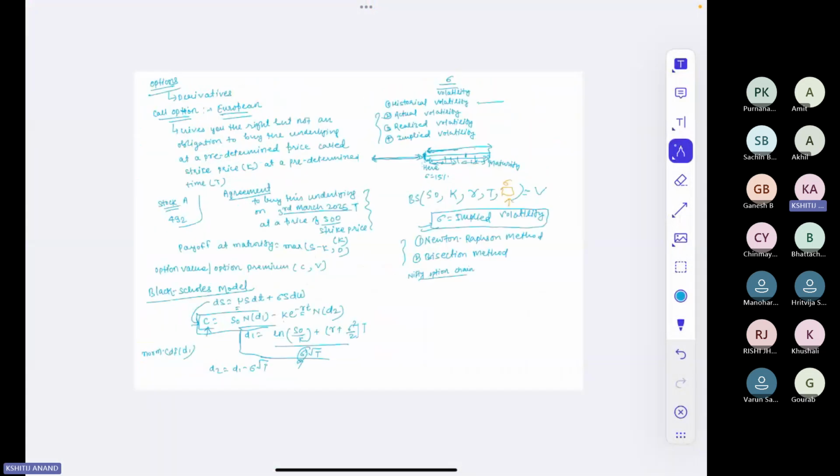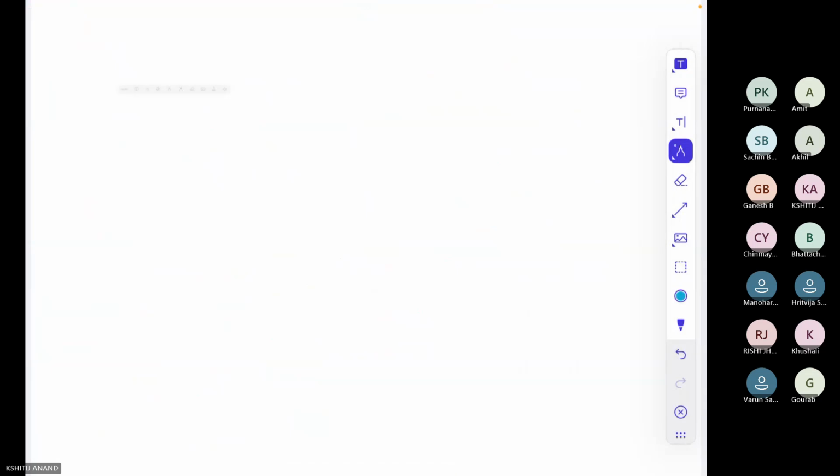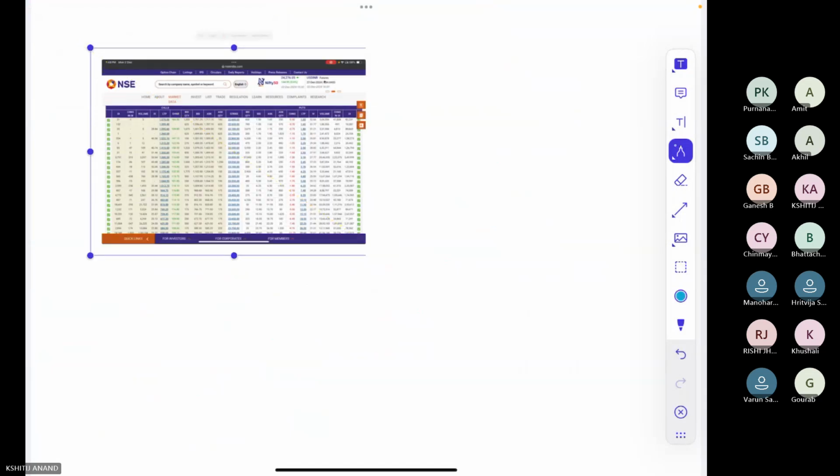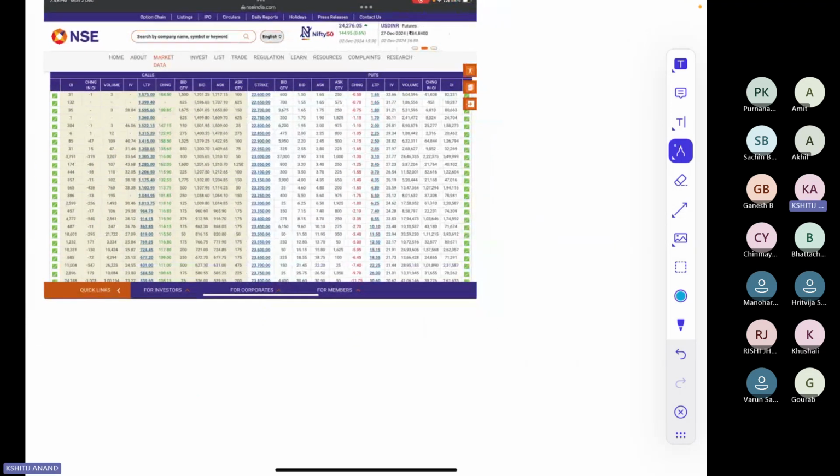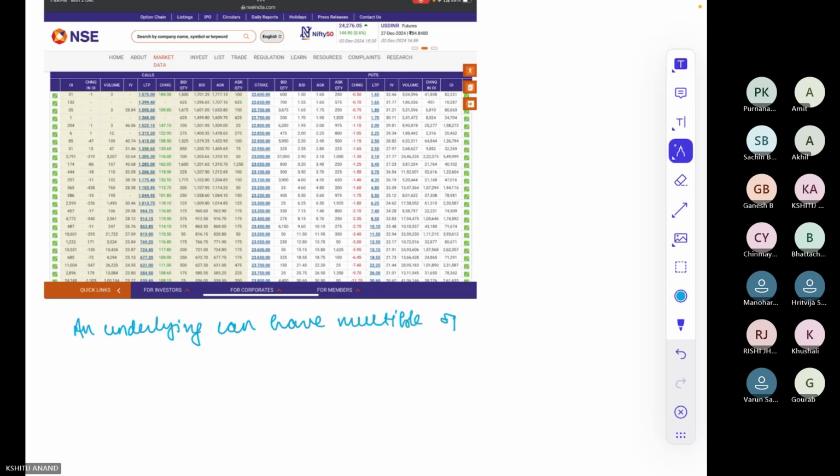Now let us see what I'm trying to say. First of all, an underlying can have multiple options, right? For example, if the underlying is Microsoft, it can have multiple options on it, each having a different combination of strike price and time to maturity. So an underlying can have multiple options on it, and these are examples.